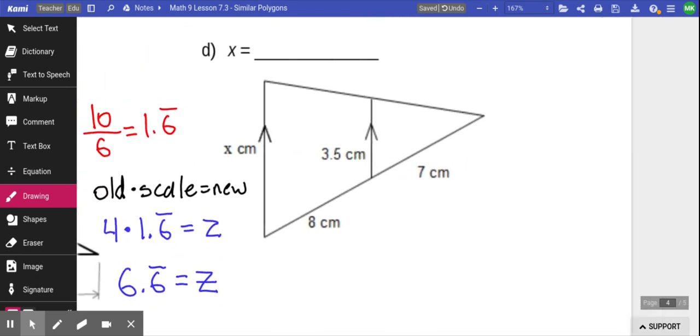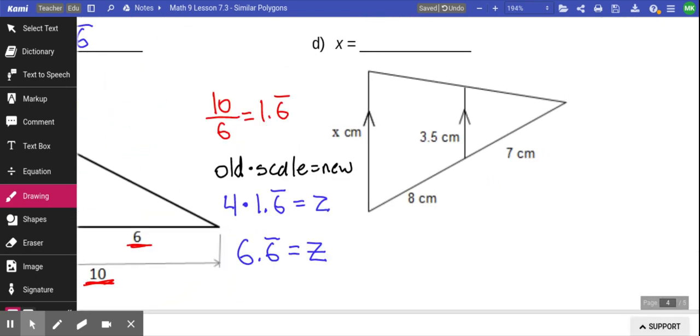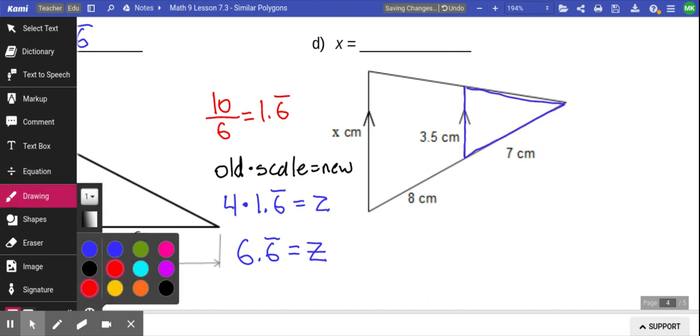Wonderful. Our last one on this page over here. Again, we have like a triangle inside of a triangle. So we have this one right here. And we have a bigger one around it right here. If I'm matching up my sides, this would mean that 3.5 and x would be matched up. And it means that my 7 and my 8 would be matched up. I'm going to pretend that I went from the smaller triangle to the bigger triangle.